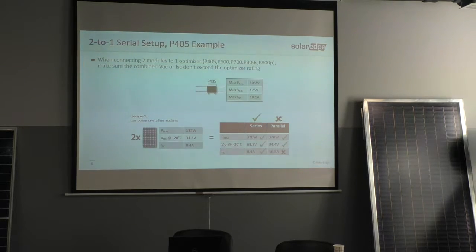The other rule is the name of the optimizer, so P405, it means the power. This power optimizer can support a maximum of 405 W modules, or two modules of 202.5 each. And this value comes from STC, so you don't have to calculate; it is given in the datasheet.